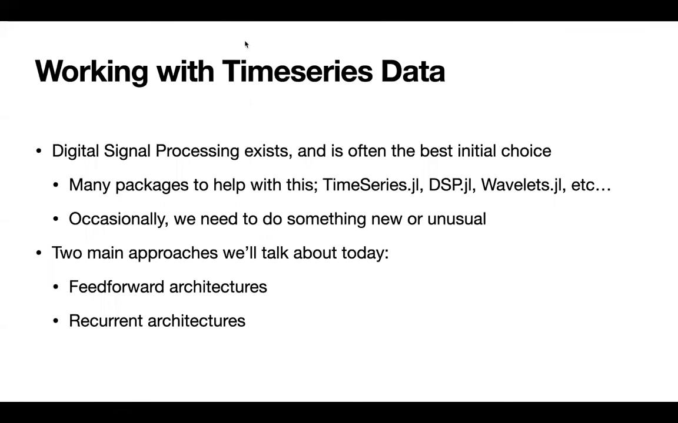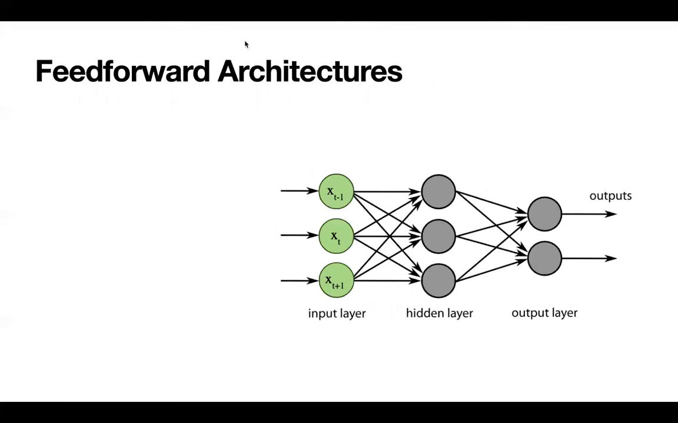And so we're going to talk about two main approaches here in terms of machine learning. We're going to talk about feed-forward architectures and recurrent architectures. And we're going to apply both of them to time series data. And we're going to see how they are able to successfully complete some tasks and not very successfully complete other tasks.